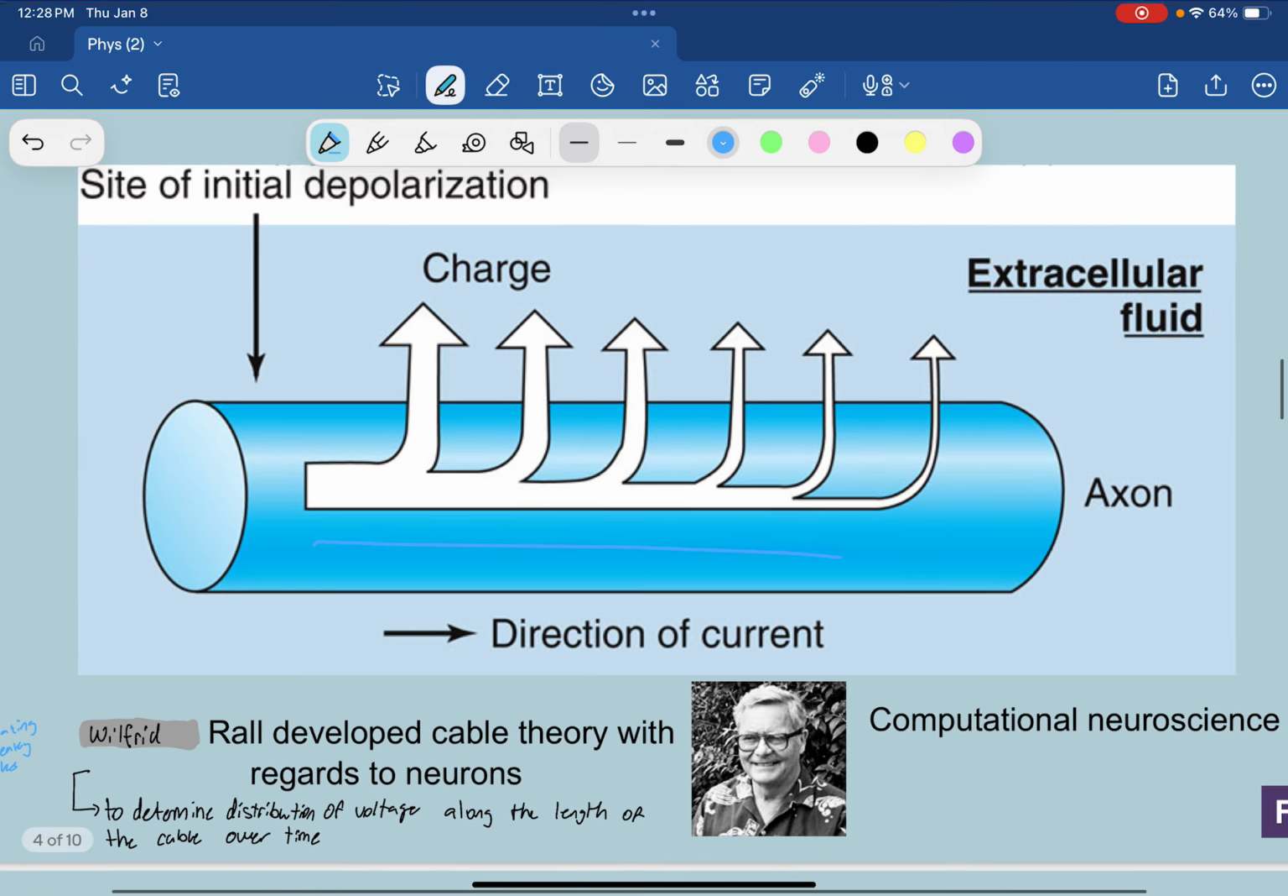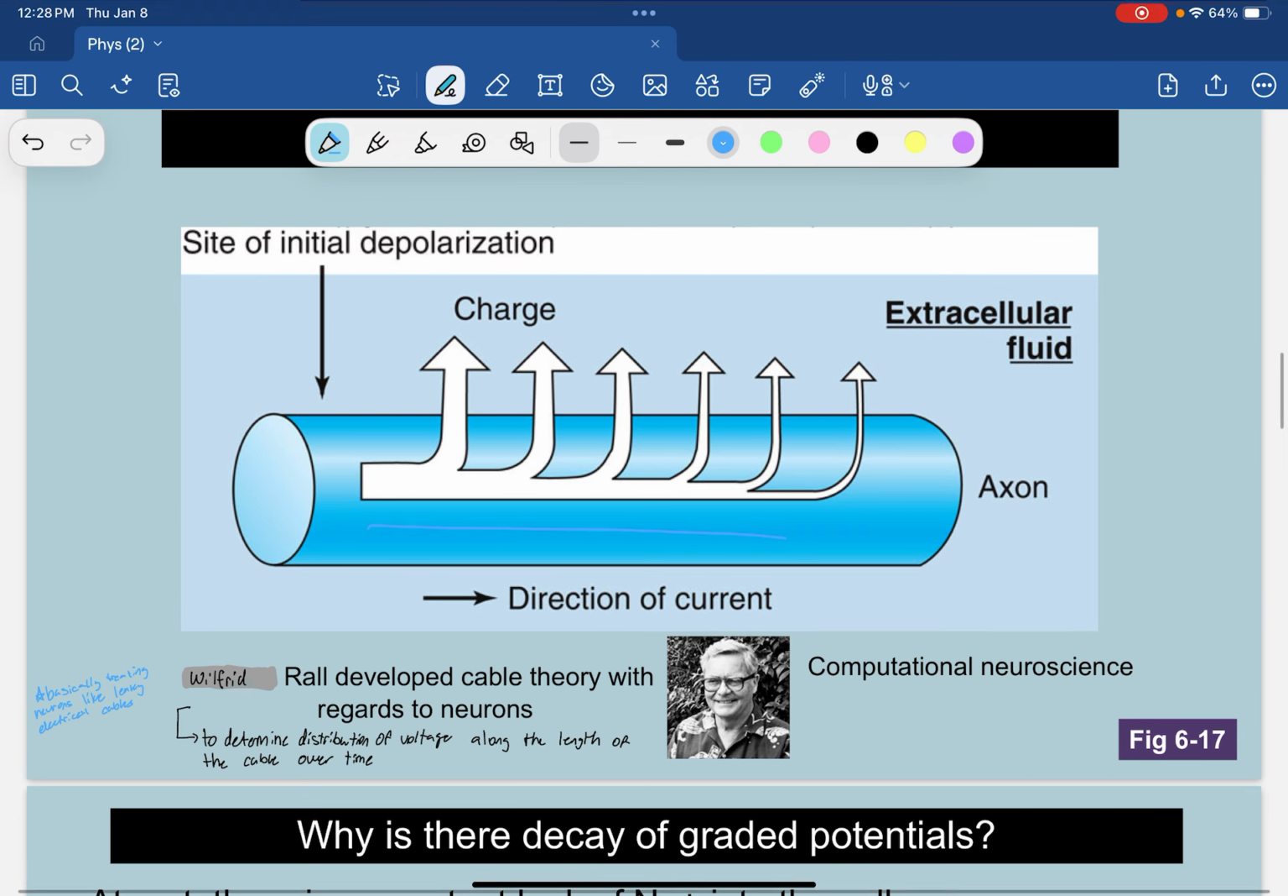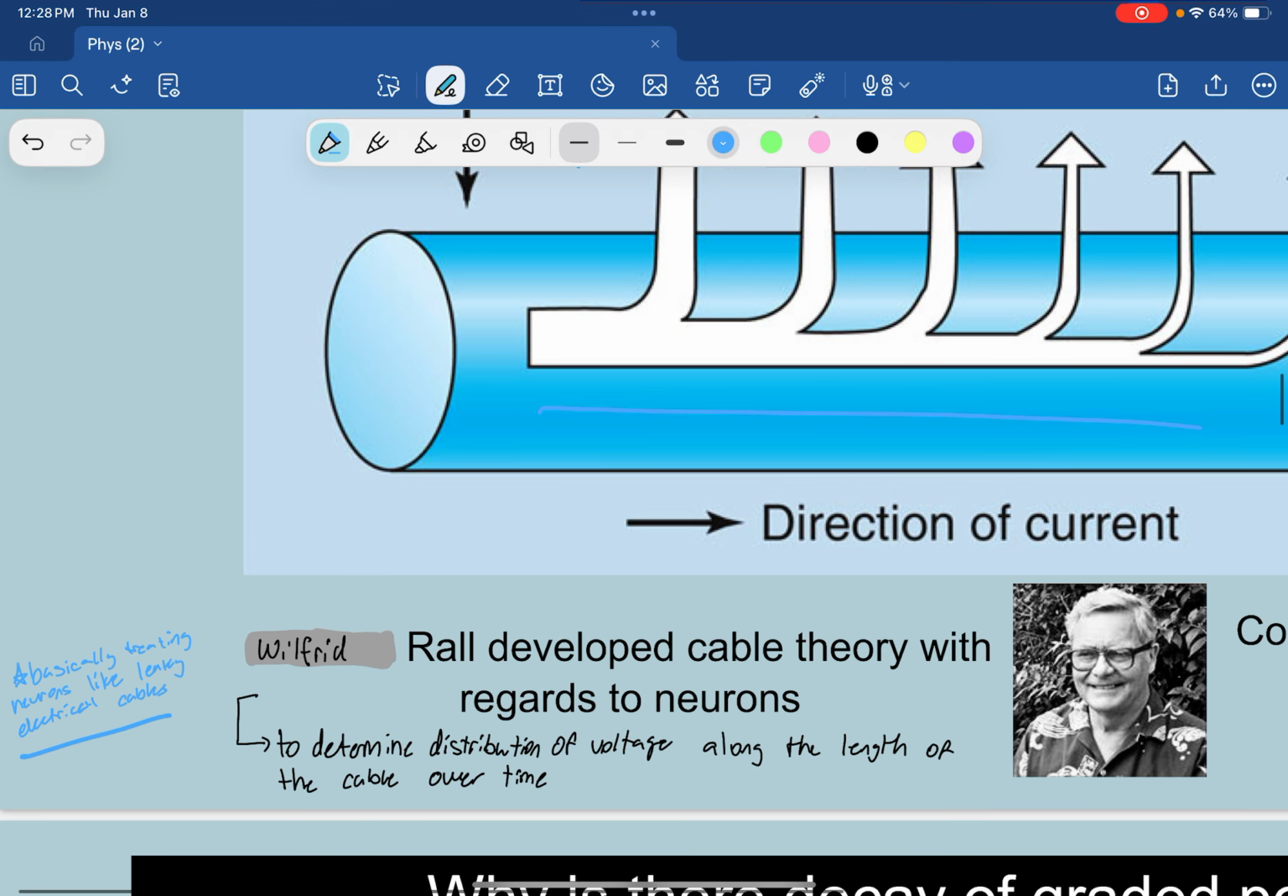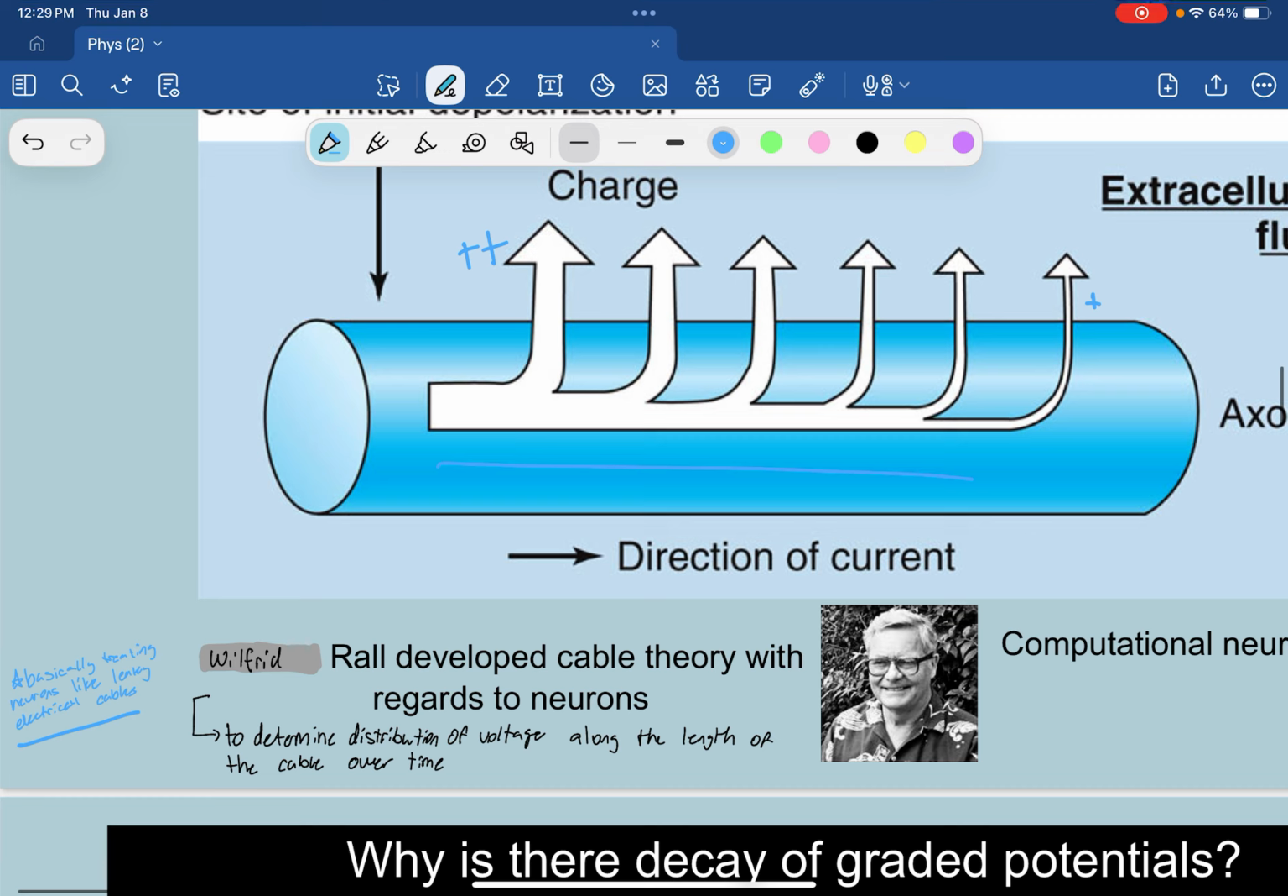And this is just another good visual. I like this visual because it shows how right here there's a lot of charge and intensity, and then down here it gets a lot smaller, based on the length of how far it's traveled. This is kind of based off of Wilfred Rall's cable theory with regards to neurons. So I wrote down here that it's kind of like treating neurons like leaky electrical cables, and that's how he figured out this theory.